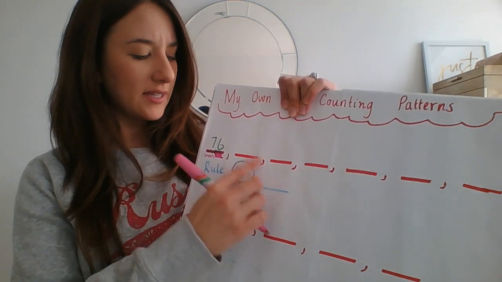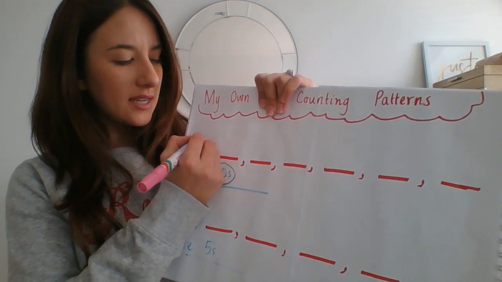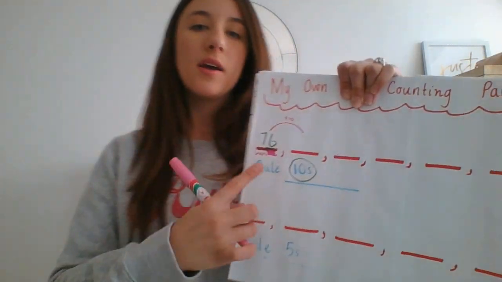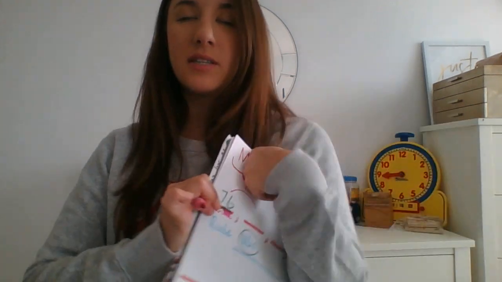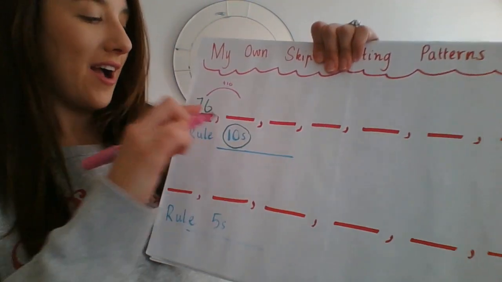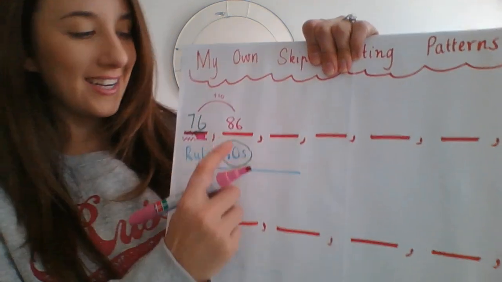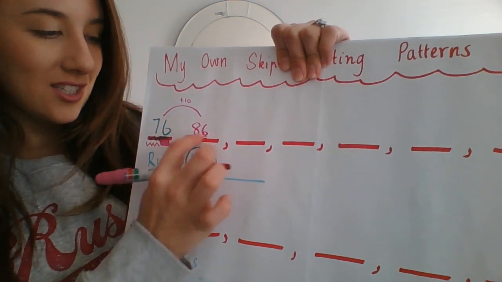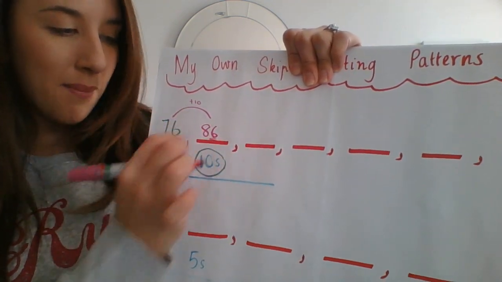Now I know I have to skip count by 10, so from 76, I'm going to count 10 more and see what I get, okay? So 76, I want you to count with me 10 more. 76 is in my head, put it in yours. 76, 77, 78, 79, 80, 81, 82, 83, 84, 85, 86. Okay, so I had 76, 10 more is 86. See how the ones digit stays the same and the tens digit changes. It gets bigger by 1 every time.